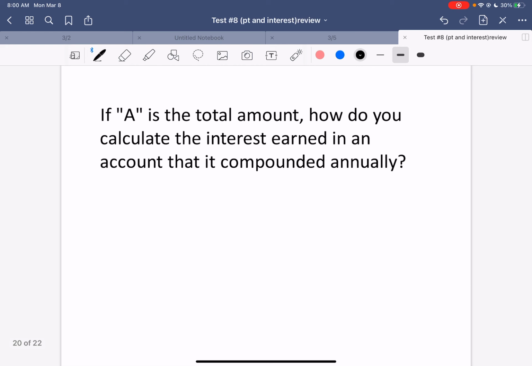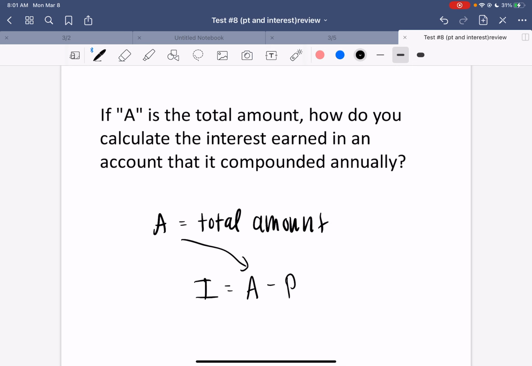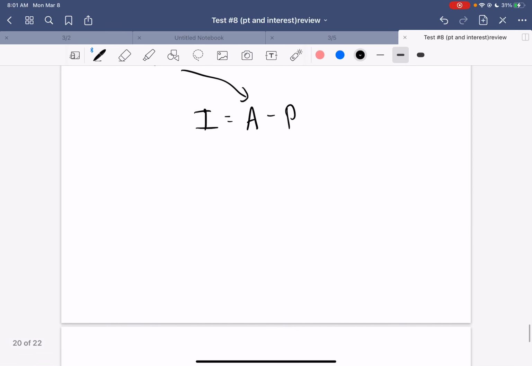And if A is the total amount, how do we calculate the interest earned? When things are compounded annually, we get a total amount, but that does not tell us how much interest was earned. So in order to find the interest earned, you take the total amount that you just calculated, and then you subtract the principal amount to figure out how much of that sum is just interest.